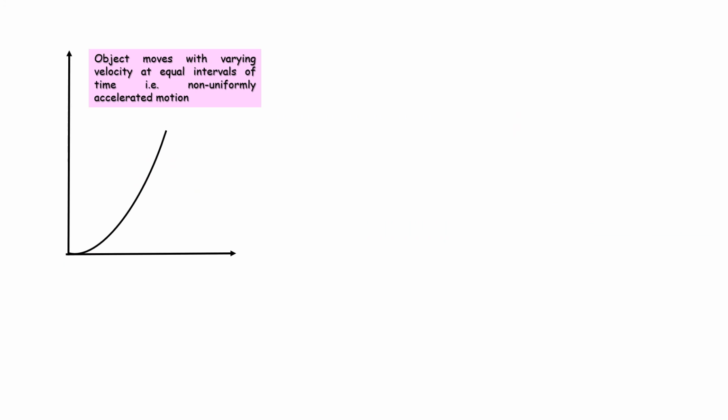Now one more case. This is again velocity versus time. Now here it is not a straight line. So it is a non-uniformly accelerated motion. Velocity is increasing with time, but it is not a uniform increase in velocity. Hence, this is non-uniformly accelerated motion. The object moves with varying velocity at equal intervals of time. So it is non-uniformly accelerated motion.